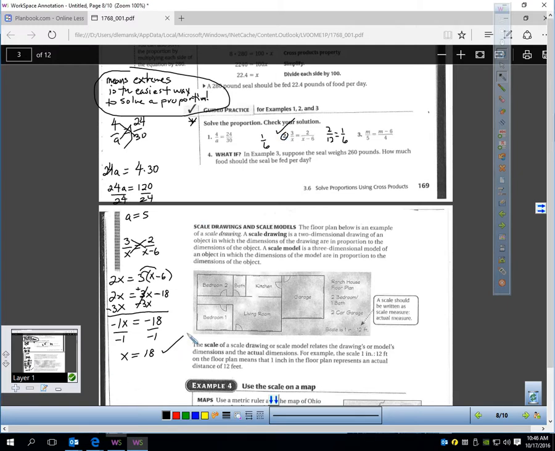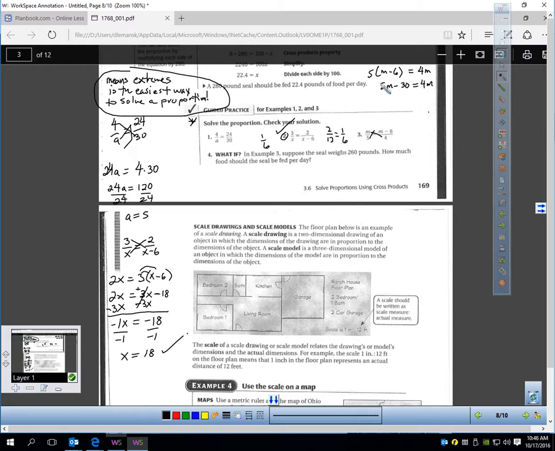Okay? Let's do one more. Let's go to this number 3. I'll work it off to the side here. So let's take the means and multiply. That's 5 times m minus 6. And that should equal 4 times m, which is the extremes. And when I distribute, I'd have 5m minus 30 equals 4m.